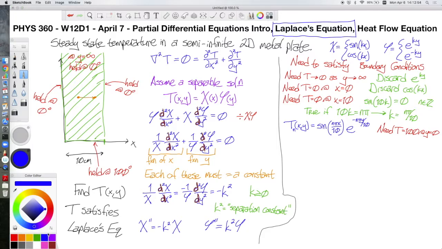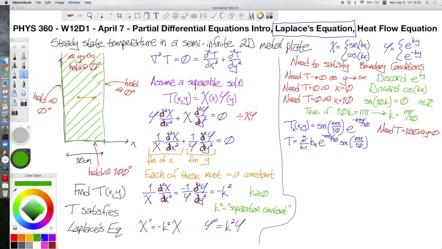So in terms of the actual function T, we're going to write T as a linear combination from n equals 1 to infinity of, we'll call the constant b sub n, which will make sense in a second, e to the negative n pi y over 10 times the sine of n pi x over 10.